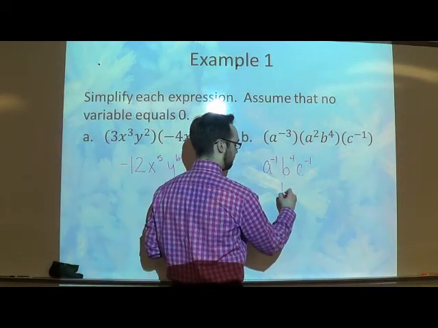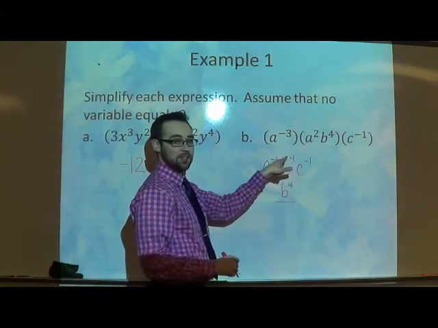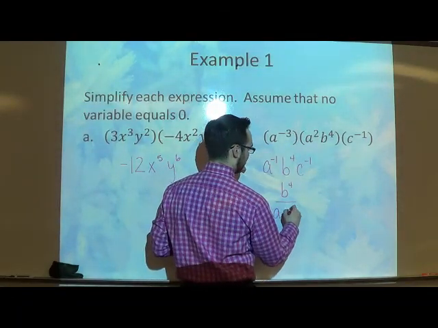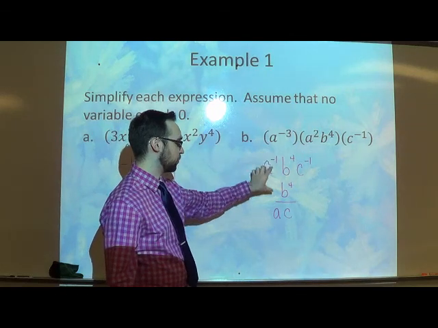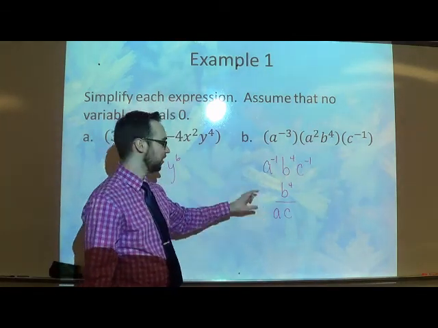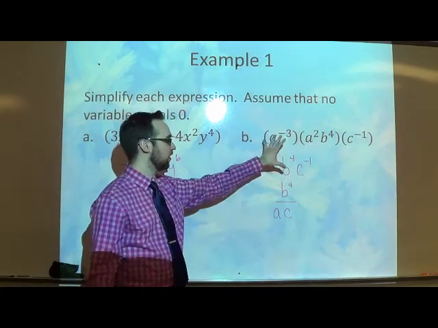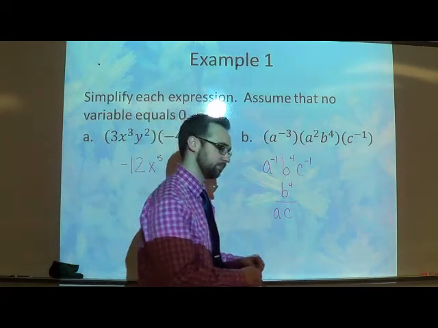So b to the 4th stays where it is. It doesn't change because it doesn't have a negative. So it stays. The other two go to the bottom. So we have a to the 1st times c to the 1st. So only those with the negative exponent are going to move to the denominator, not the whole thing. So just because one of them has it doesn't mean all of them have it. It's just the ones with the negative exponents. The b stayed on top.